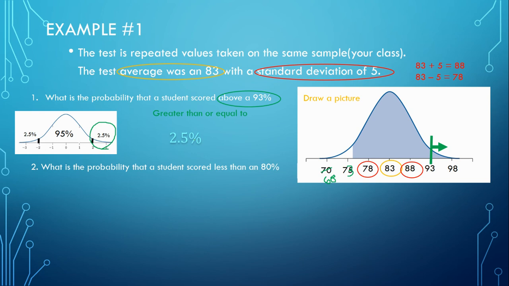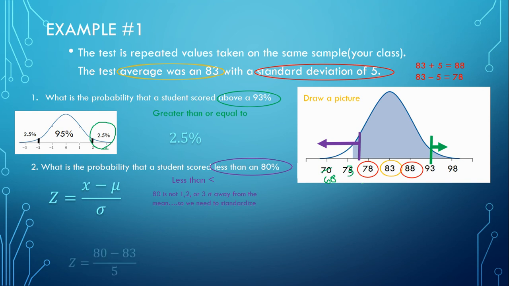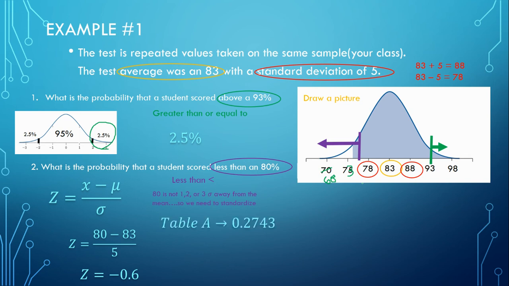Number 2, what is the probability that a student scored less than 80%? Okay, so that's my keyword there, less than, to the left. Okay, wait a minute. 80 is not one of my numbers here. So that means I have to standardize. So I'm going to use my z-score formula. I'm going to plug in 80 for the observed value minus the average of 83, divide by a standard deviation of 5, and that's going to give me negative 0.6. And then if I go look at table A, that table A value is going to be 0.2743. And that's going to give me 27.43%. So the probability that a student scored less than 80% is 27.43%.